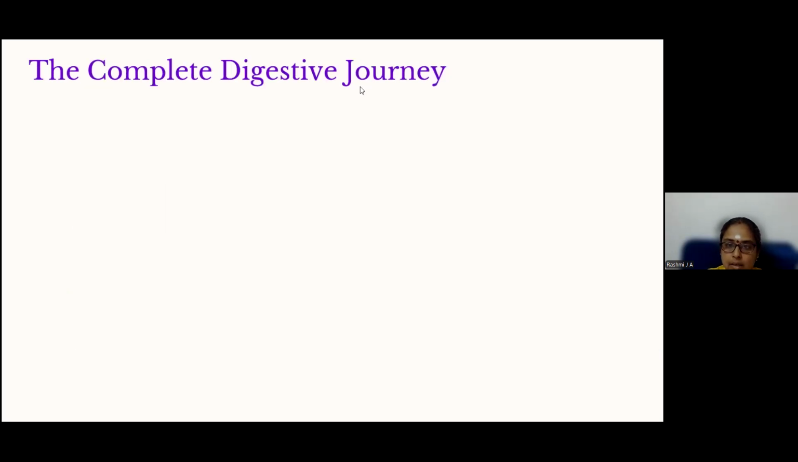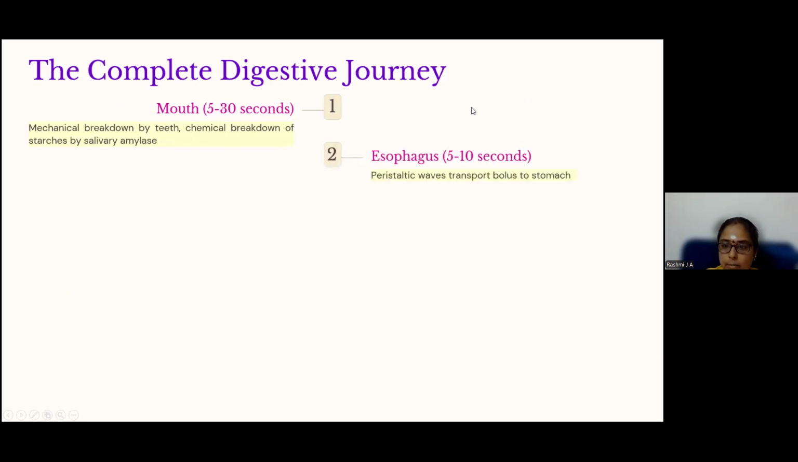Then this complete digestive journey, we have the mouth. In that the food is there 5 to 30 seconds. Mechanical breakdown and chemical breakdown happen. Then esophagus, 5 to 10 seconds. Peristaltic waves where the bolus is sent to the stomach. Then we have the stomach, 2 to 6 hours, where the digestion actually takes place, mostly protein digestion.